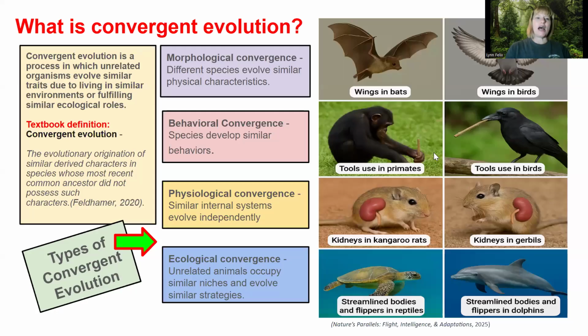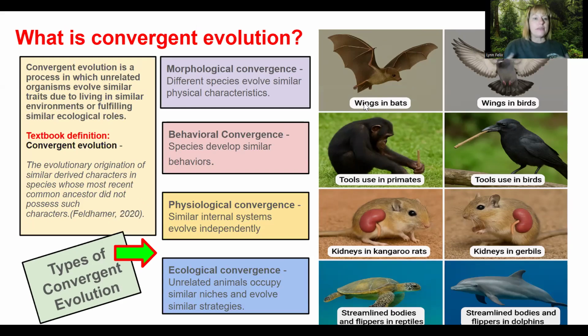So looking at these, first off, we need to know what is convergent evolution, since we're talking about that today. Convergent evolution is a process in which unrelated organisms evolve similar traits due to living in similar environments or fulfilling similar ecological niches. Our textbook that we've been reading throughout the semester defines convergent evolution as the evolutionary origin of similar derived characteristics in species whose most recent common ancestor did not possess such characteristics.